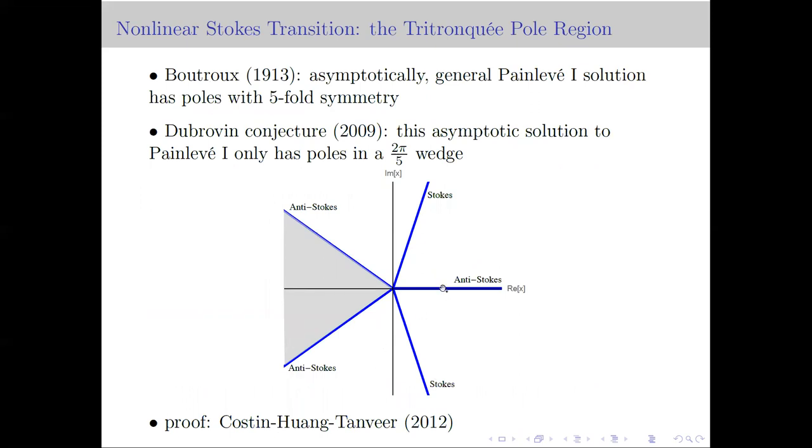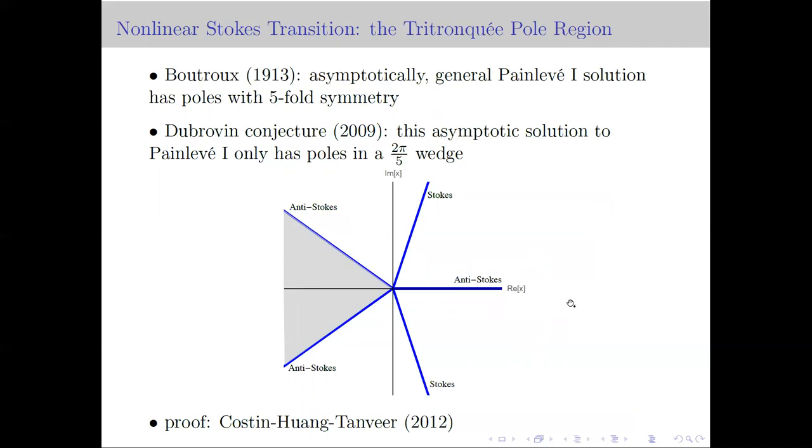It's actually more dramatic if you start trying to go into this shaded region here, this so-called pole region. So Boutroux, who was the one who showed this five-fold symmetry, realized that there was this region here where the function develops poles, and only poles, no branch cuts, just poles. Whereas here, there are no poles in any of these regions. And there's a conjecture due to Dubrovin that in fact, all of the poles are restricted to this 2π/5 wedge. And that was proved by Costin and company in 2012.